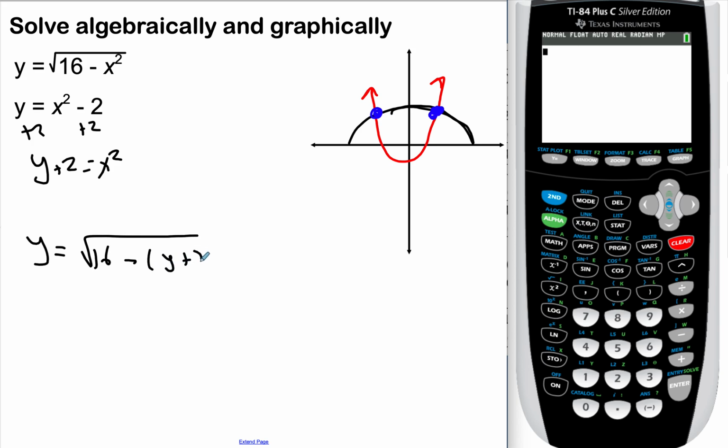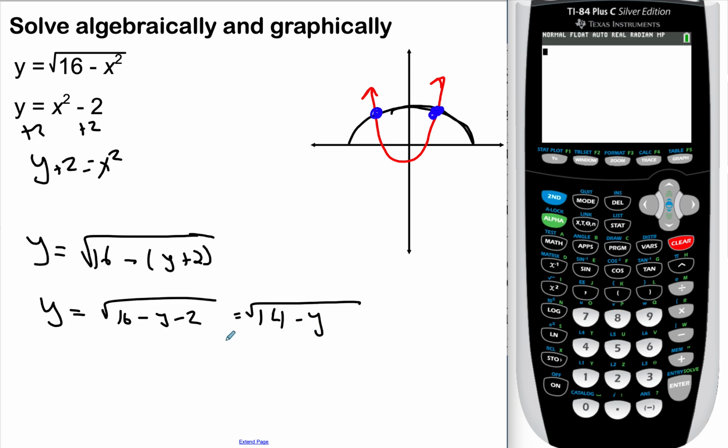minus. So in other words, y equals 16 minus y minus 2, which is the same as 14 minus y. Now I square both sides. I get y squared equals 14 minus y. So y squared plus y minus 14 equals 0.